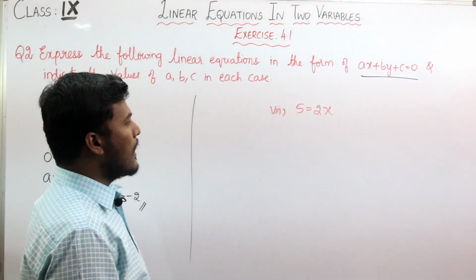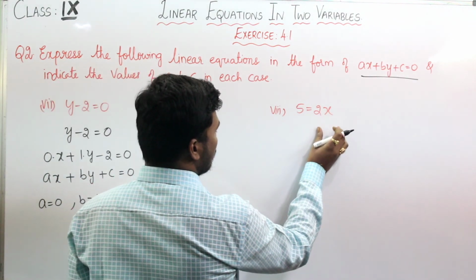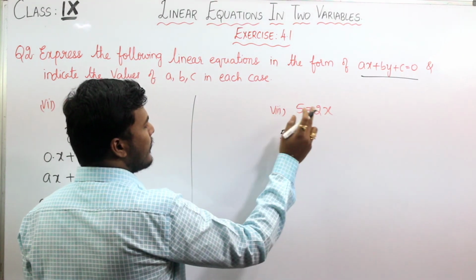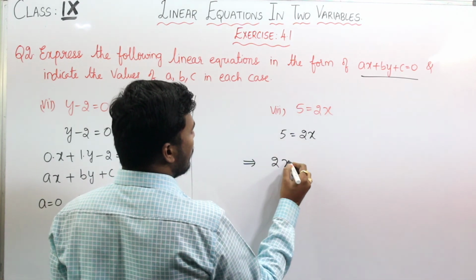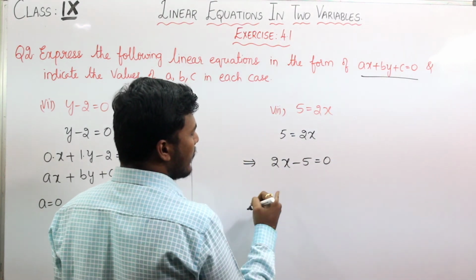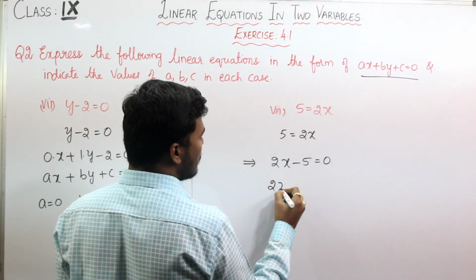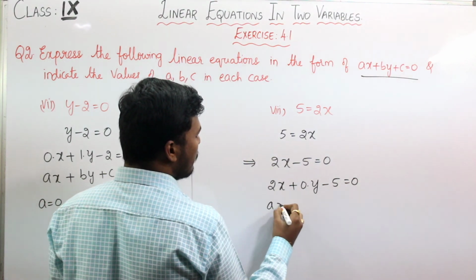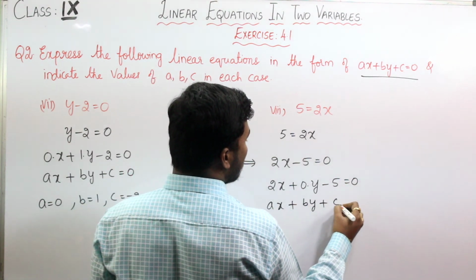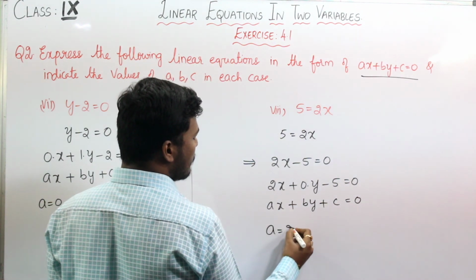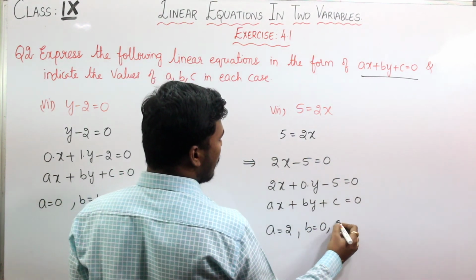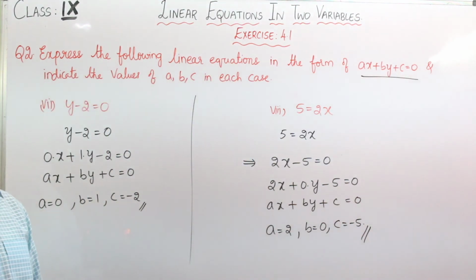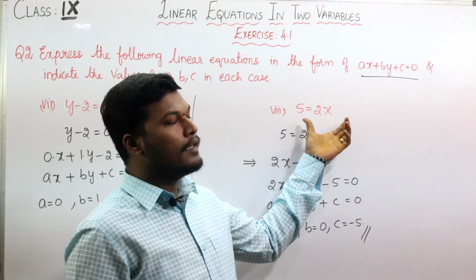Okay. Now the last bit of this problem, that is 5 is equal to 2x. So the given equation is 5 is equal to 2x. Now shift this 5 to that side, then it will become 2x minus 5 is equal to 0. Here we don't have a y term, so you can write this as 2x plus 0 into y minus 5 is equal to 0. On comparing with ax plus by plus c is equal to 0, the value of a will become 2, the value of b will become 0 and the value of c will become minus 5. So this is how we find the values of a, b, c from the given linear equation.